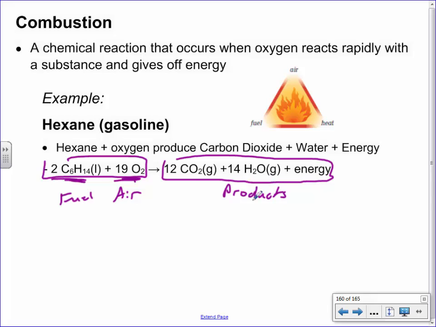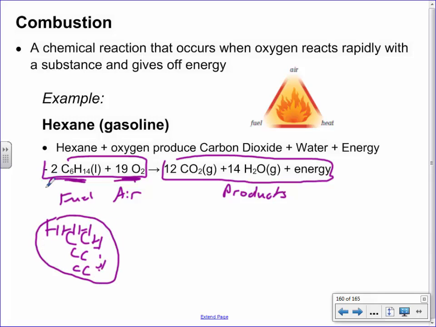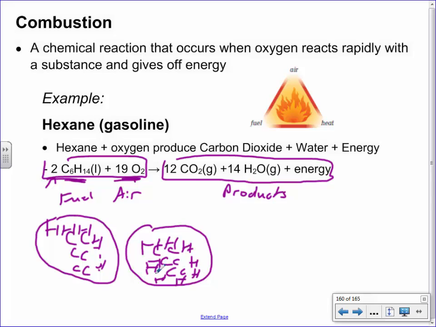Here's what I might need you guys to be able to do. Can you tell me the purpose behind this 6 and this 14 or this 12? Do you get the difference between the two of them? The 6 right here means that this molecule comes with 6 carbons and 14 hydrogens all together in a molecule. This 2 right here means you have 2 of those carbon-hydrogen molecules.